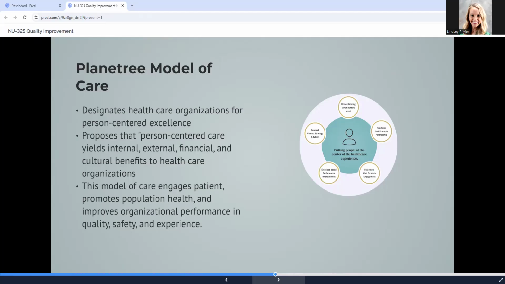We want our patients and their family members to feel like they are engaged and active in making their own healthcare decisions. So the Planetree Model of Care focuses on that and wants patients to feel empowered when it comes to their healthcare decisions.